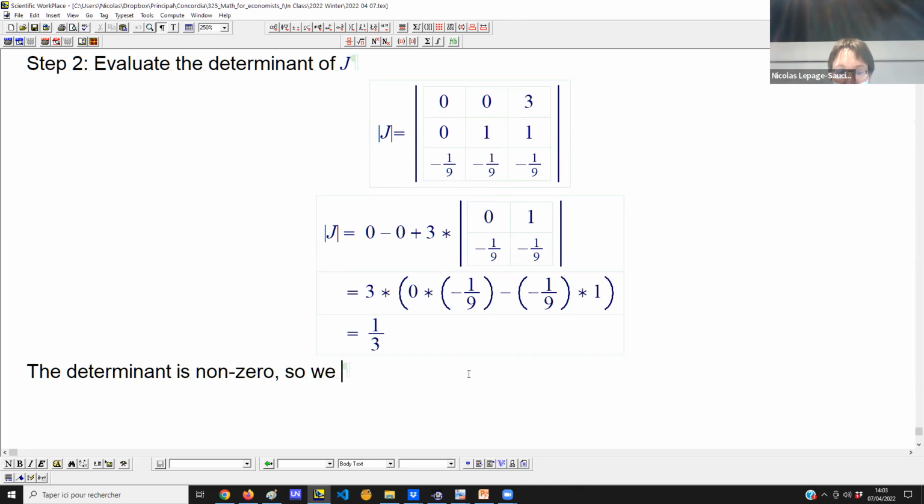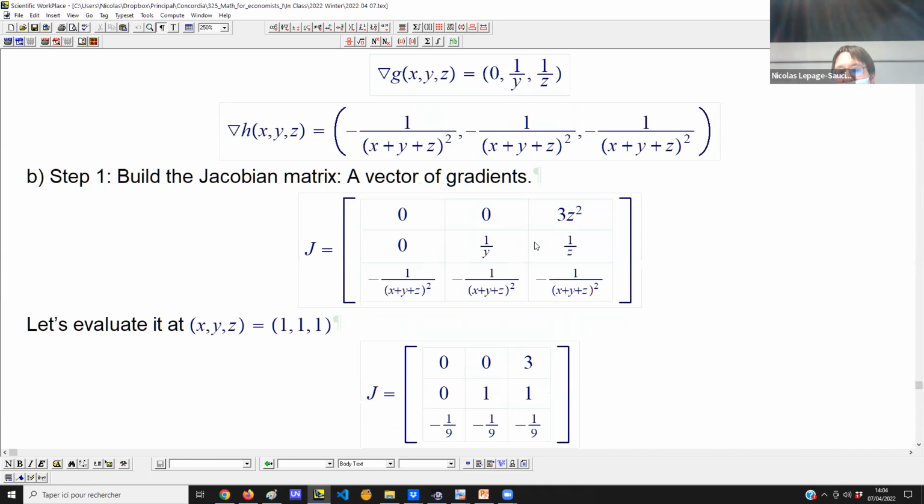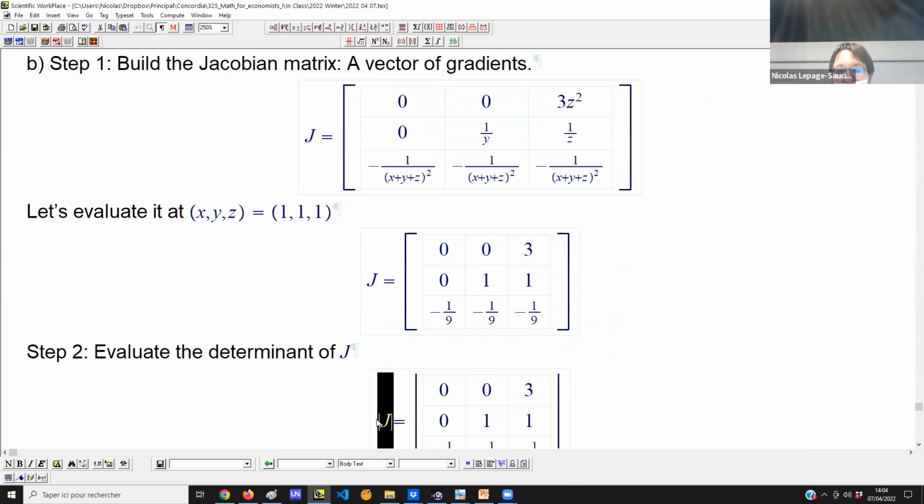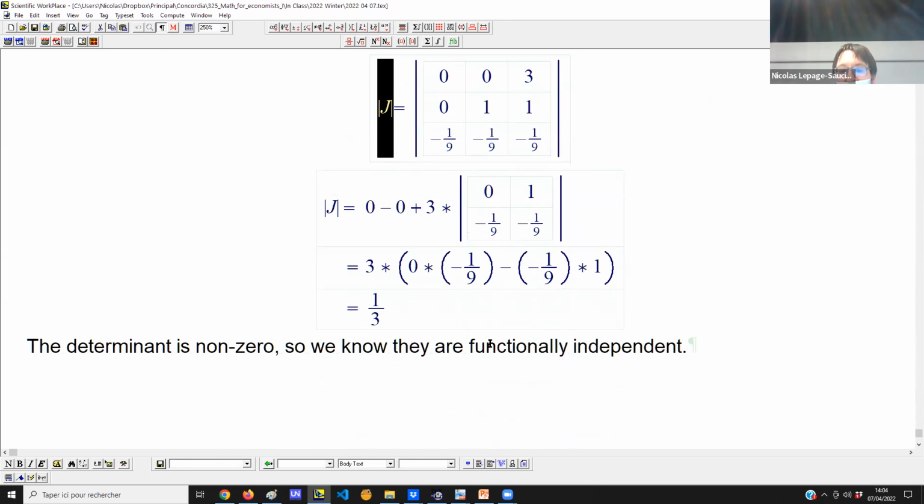A function, sorry. Independent. Okay, so if I ask you to do this, that's just the recipe. You compute gradients, you stack them on top of each other, you get a Jacobian, and you compute the determinant of the Jacobian. It's always going to work, and that tells me whether they are functionally independent.